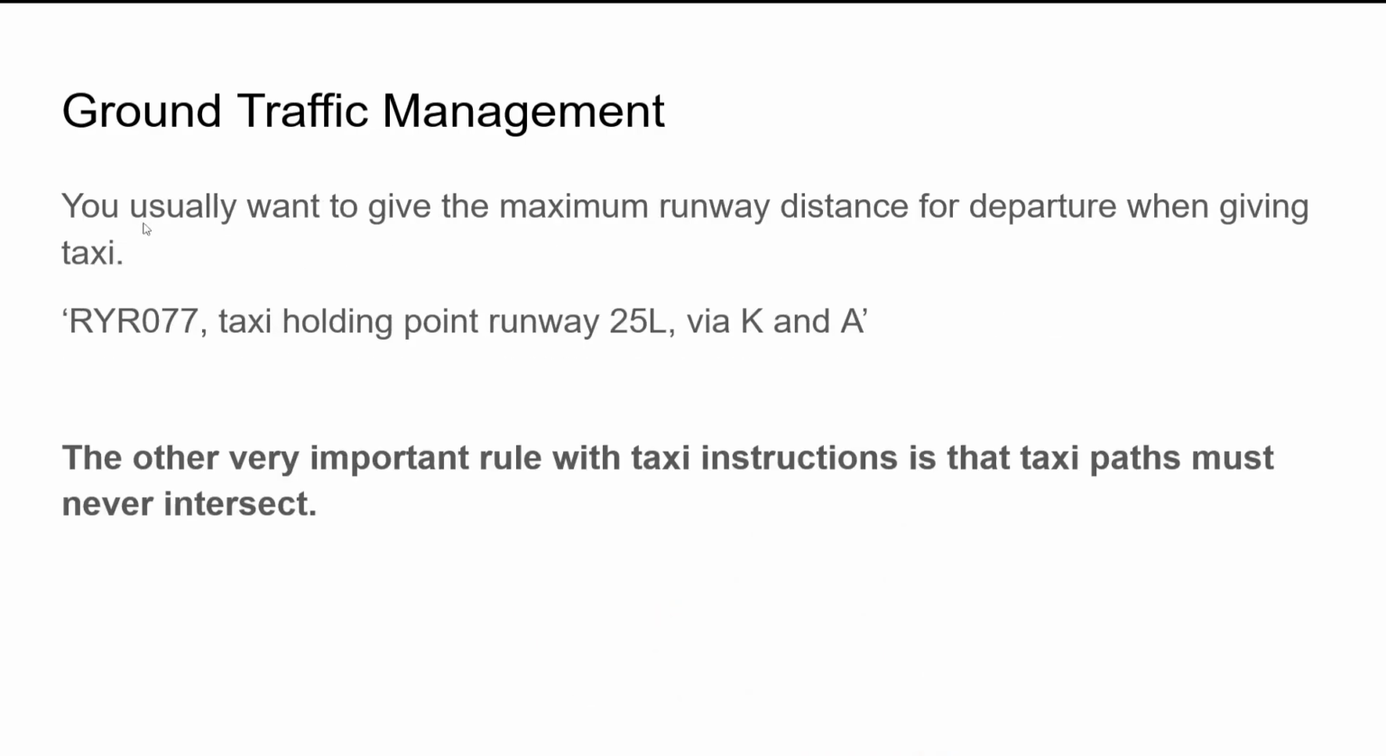Later, in terms of ground traffic management, taxiing. Taxi holding point, runway 25 left, 5 kilo and alpha. If we're at Rockford, runway 25 left is used for departure. Now, we generally want to give the maximum runway distance, so alpha 5. You can also specify holding point, for example, taxi holding point alpha 5, runway, correction, alpha 4, runway 25 left, or alpha 5, runway 25 left, 5 kilo and alpha. Now, the one important rule with taxi instructions that people miss a lot of the time, taxi paths must never intersect.